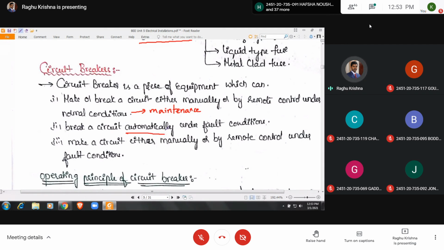Next, the second one: break a circuit automatically under fault conditions. When a fault occurs, a miniature circuit breaker is also a circuit breaker, but small and low voltage. In power systems and substations, the circuit breakers are of high voltage and high current. That is what I am talking about here: breaking a circuit automatically under fault conditions.